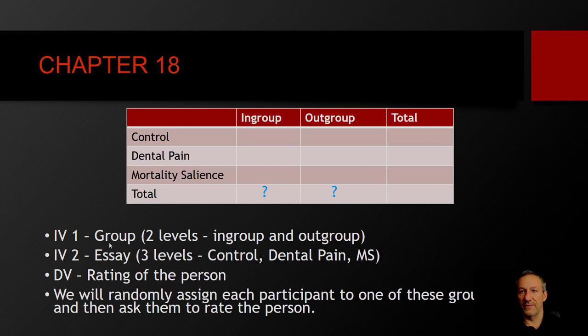So if we look at just IV group, we would get our 6 means, right? And then we'd basically get an average or total mean for in-group and out-group and control, dental pain, mortality salience. If we were to compare that in-group total versus that out-group total, not even talking about the essay, we're just talking about the total for the in-group and out-group. That would be the main effect for in-group and out-group.